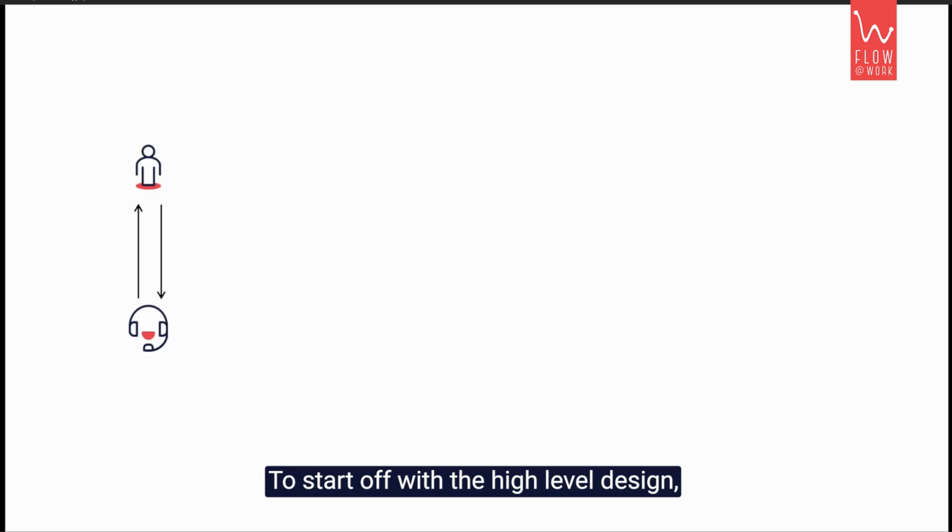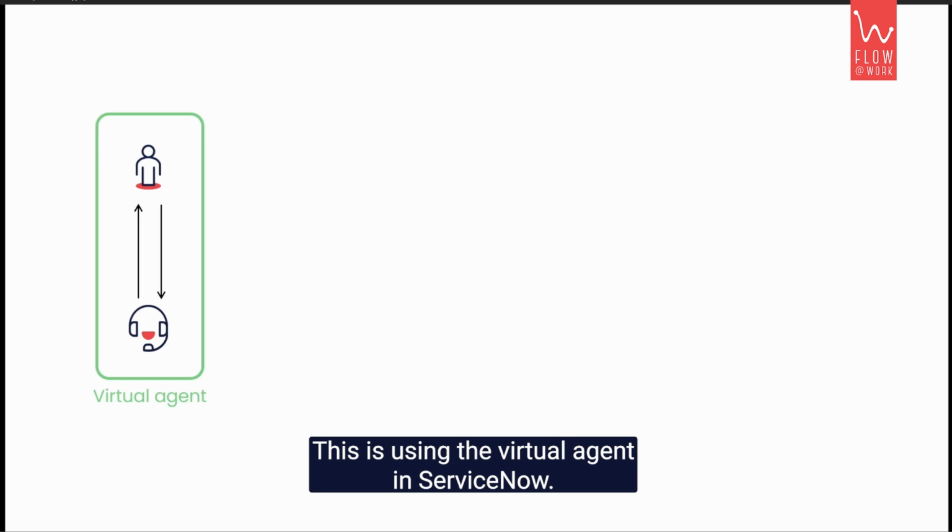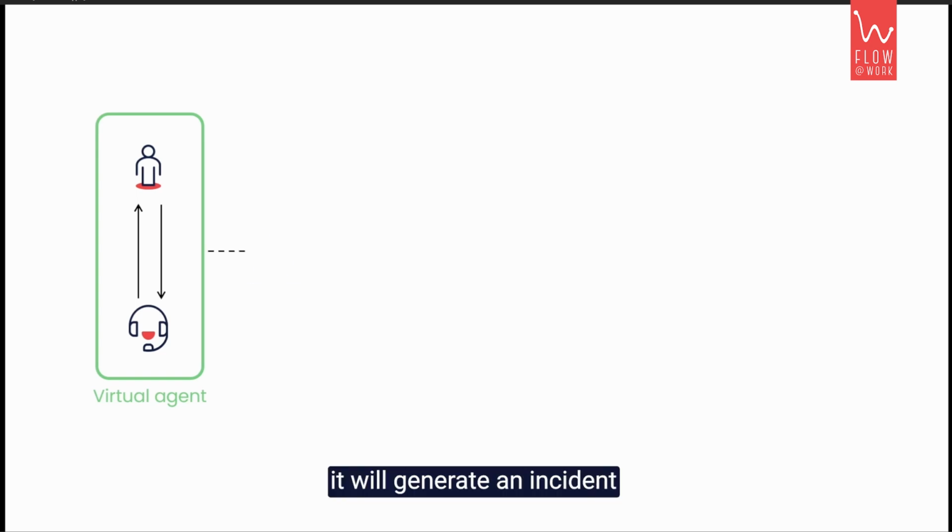To start off with the high-level design, a user can start chatting with our chatbot. This is using the virtual agent in ServiceNow. During the chat, it will generate an incident. And in the incident, that is where we connect the AI capability. How we do that is by creating a flow.